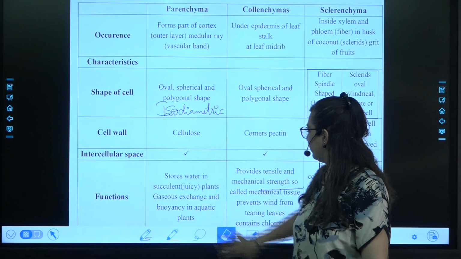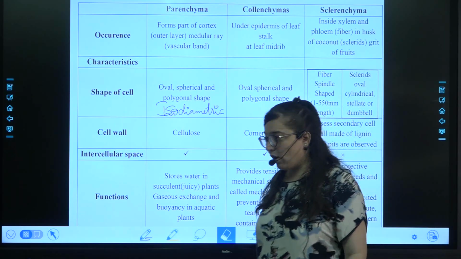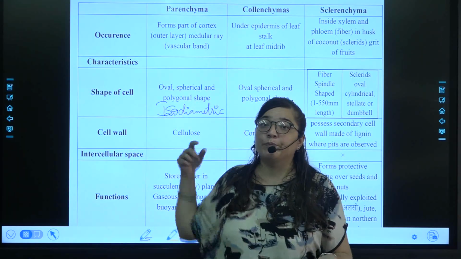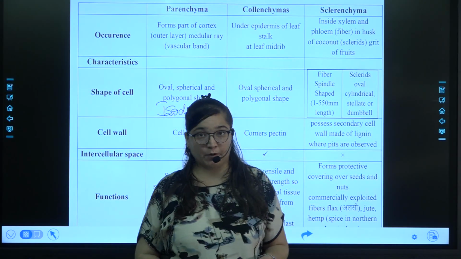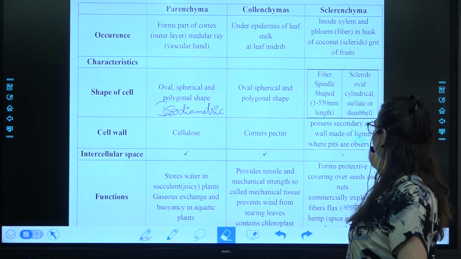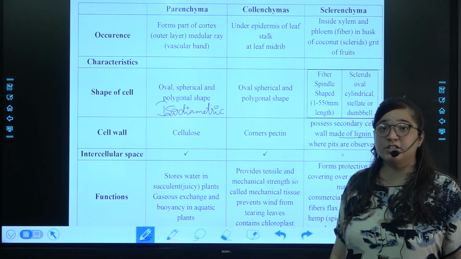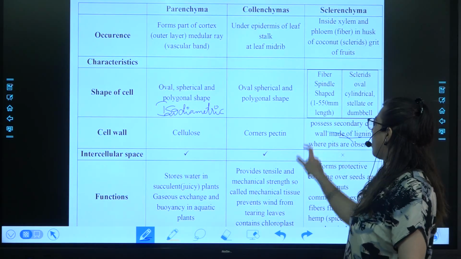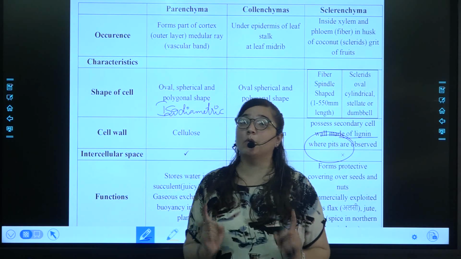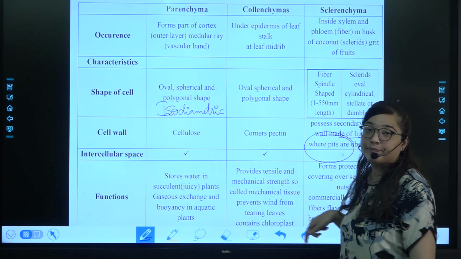Next, cell wall. If we talk about parenchyma, it is made up of cellulose. Coming to collenchyma, it is made up of pectin, and here it is lignified, that is, it is made up of lignin. Remember that the secondary cell wall is made up of lignin, where the pits are observed. Intercellular space means space between two cells, that is there in these two while not there over here.